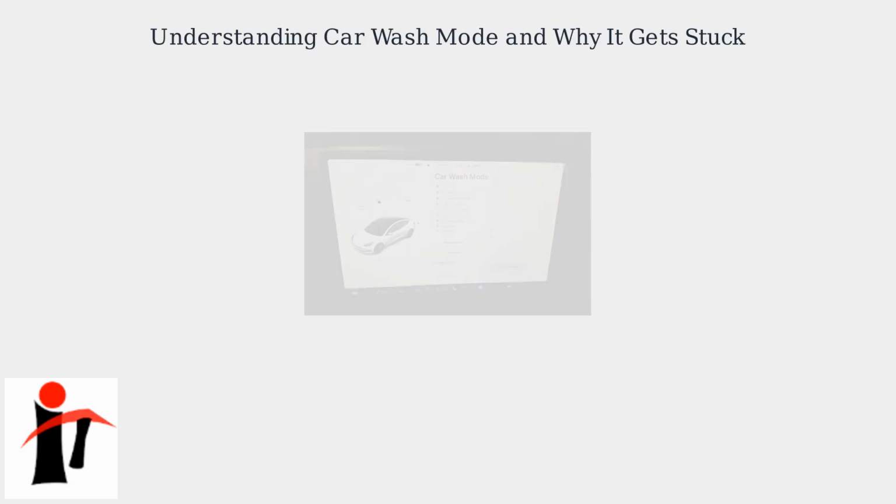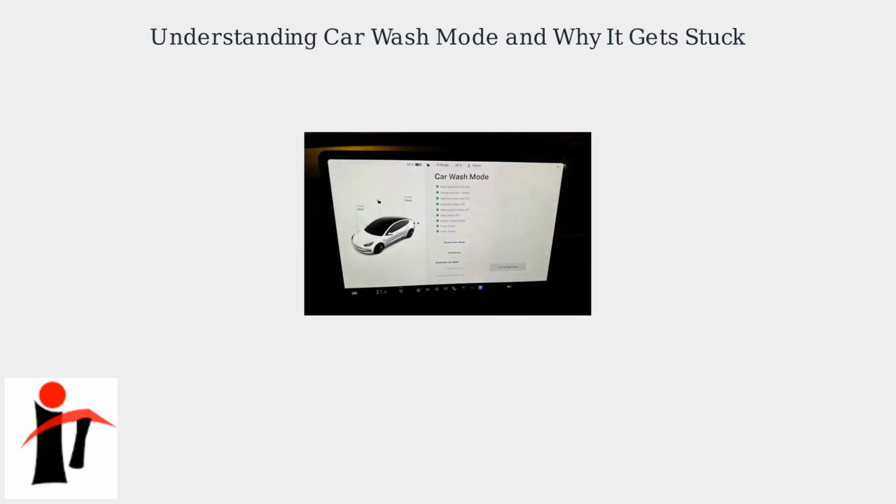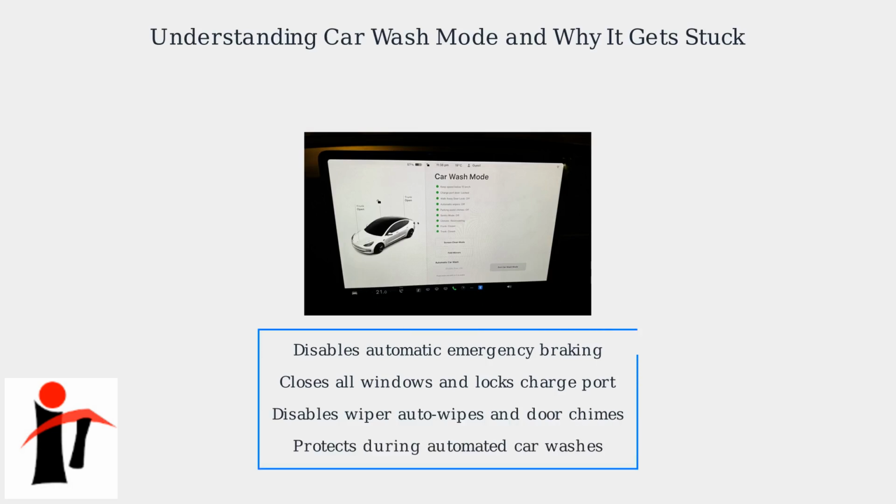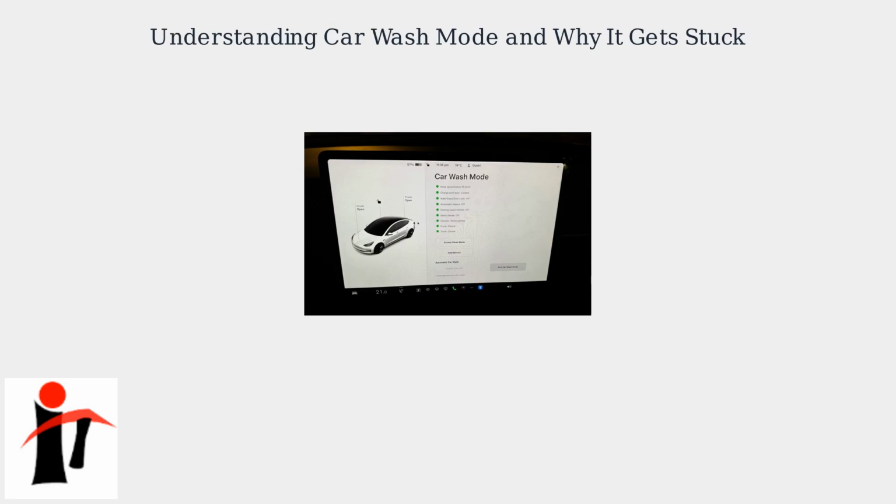Car wash mode is a feature in your Tesla Model 3 designed to protect the car during automated car washes. It disables automatic emergency braking, closes all windows, locks the charge port, and disables wiper auto wipes and door chimes. Occasionally, the system can glitch and get stuck, preventing you from shifting out of neutral or drive. This happens due to software glitches rather than hardware failures. As of 2026, Tesla has greatly improved on this issue.